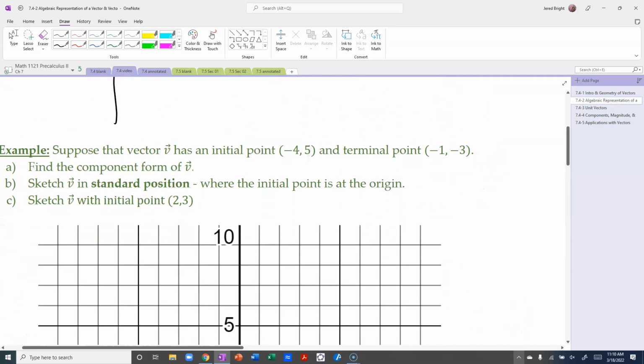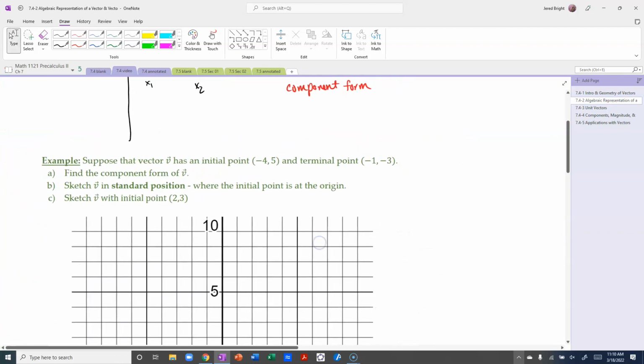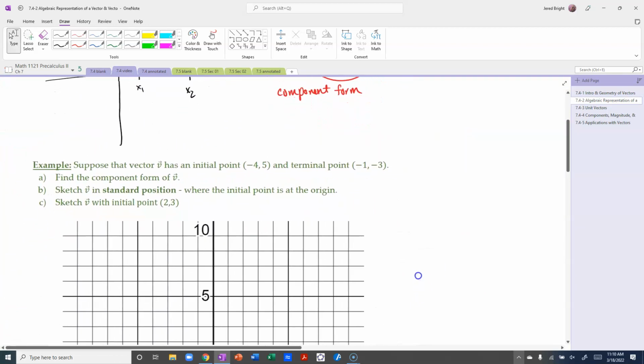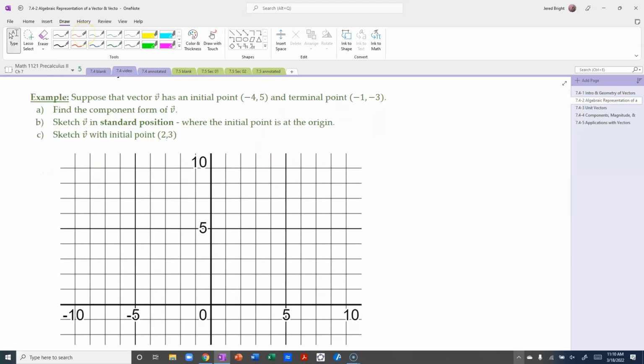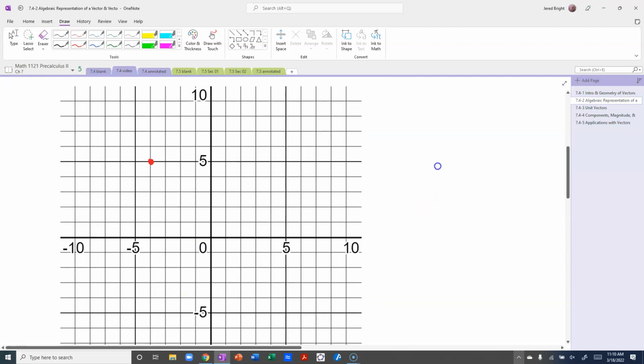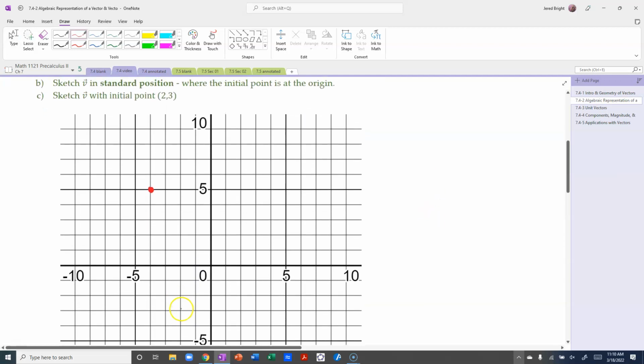Let's see a quick example with that. I have a vector v with an initial point and a terminal point, so I need to plot this. Negative 4, comma 5, right there, is the initial point. The terminal point is negative 1, negative 3, so it's down just a little bit more. Oops, that's negative 2, negative 3. Let's try again. Boom, there we go. And our vector v looks like this.